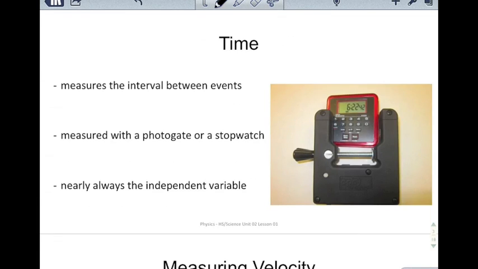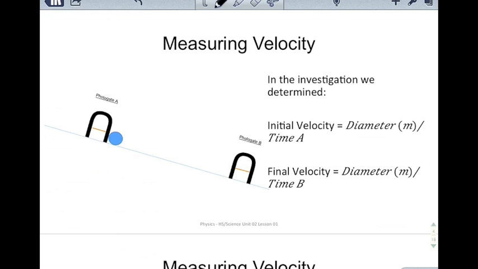Alright, so the first variable we want to look at is time. We've looked at time before. Time is the interval between events. It's measured with either a stopwatch or a photo gate, and it's nearly always the independent variable because you can't change time as a result of some other variable. So we've talked about time before, and that's kind of a rehash. But now we want to talk about velocity.